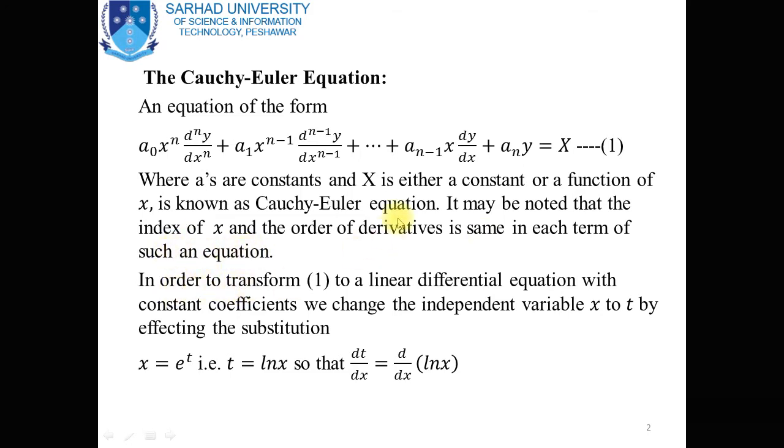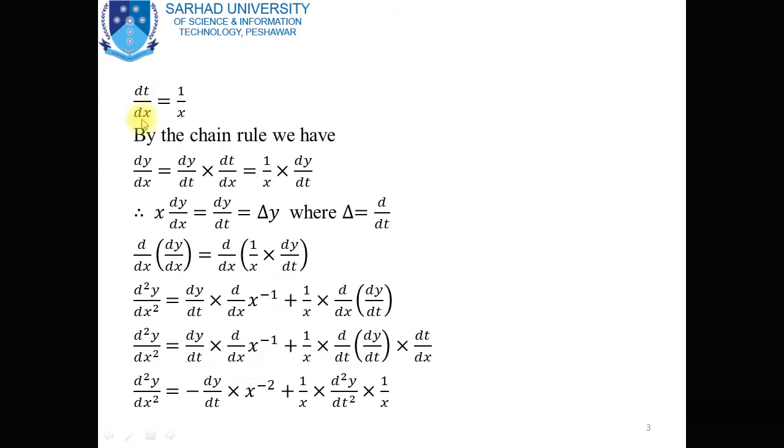In order to transform this equation number 1 to a linear differential equation with constant coefficients, we change the independent variable x to t by effecting the substitution x = e^t, that is t = log x. Taking the derivative, we obtain dt/dx = 1/x.